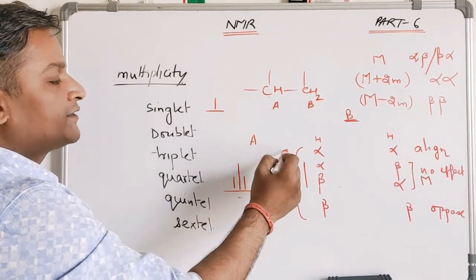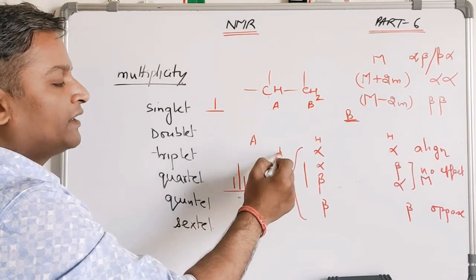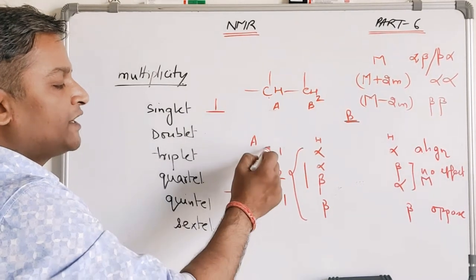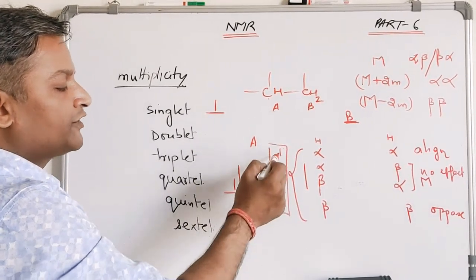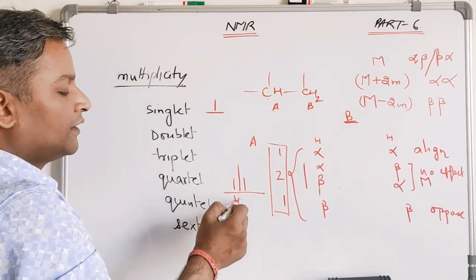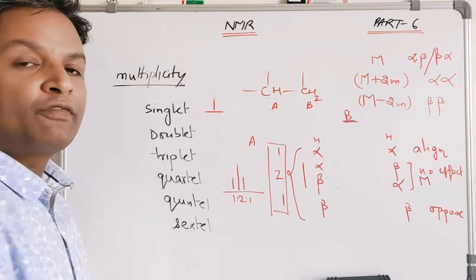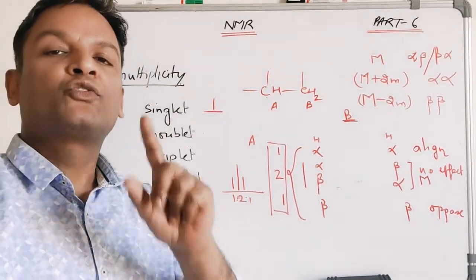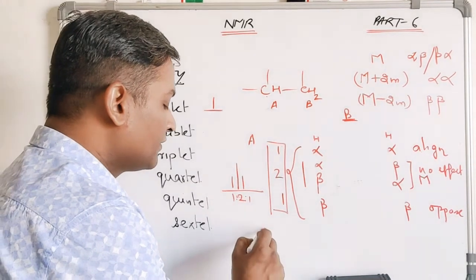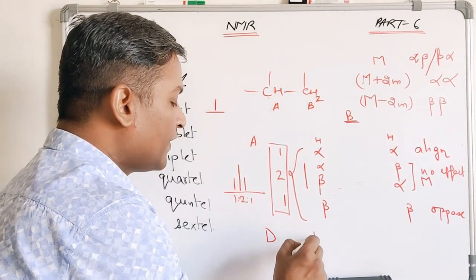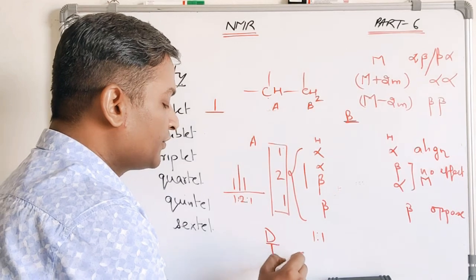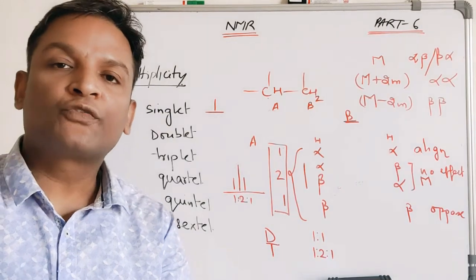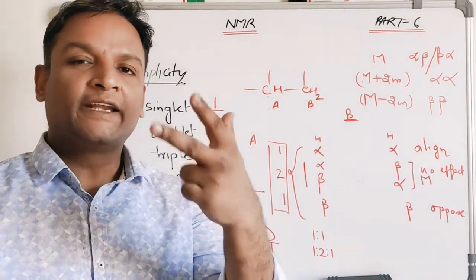Because the possibility of its existence is 1, the possibility of their existence is 2, the possibility of its existence is 1. So the ratio of peaks will be 1:2:1. So that is the ratio of a triplet. Whenever you write a triplet, you should write it in the ratio 1:2:1. A doublet you write as 1:1. Triplet we write 1:2:1. So it should be very clear to all of you that we are moving toward a slightly difficult concept.